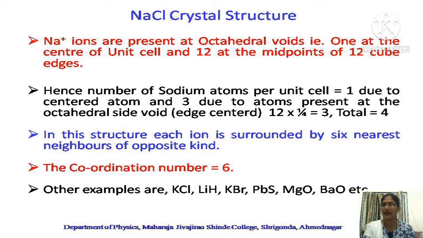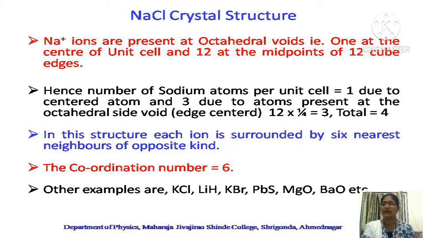We know that a cube has 12 edges, and at the center of each cube edge there will be one Na plus ion, and one is located at the center of the cube. So if I want to calculate the number of sodium ions present per unit cell, I have to consider the contribution due to the center atom, which is 1 because it is not shared by anyone, and the contribution due to the atoms present at the midpoints of the edges.